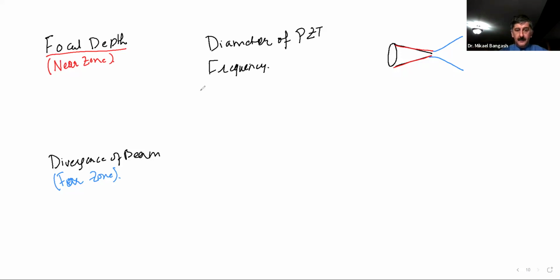Now, please, guys, when we say frequency, what we mainly mean is the frequency of the transducer. Not the frequency of your pulses or your pulse repetition frequency, just the plain frequency of the transducer.